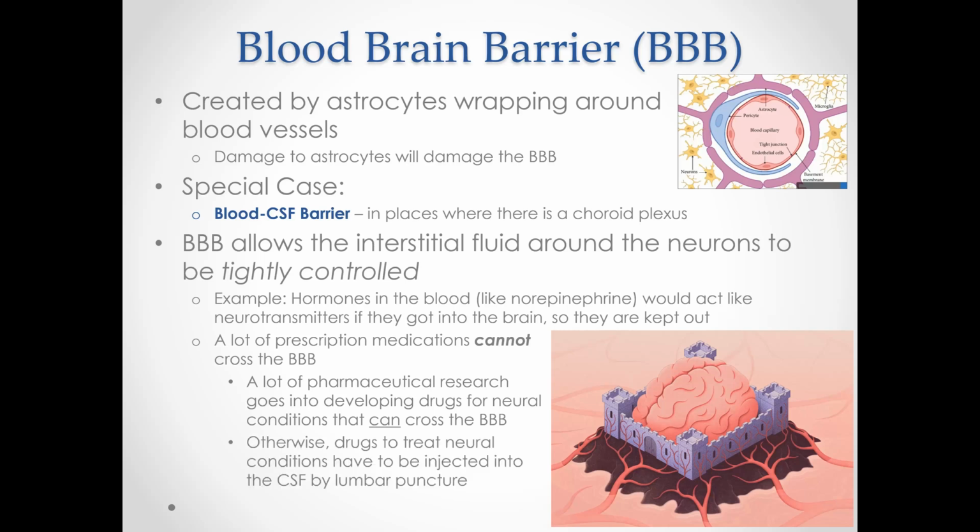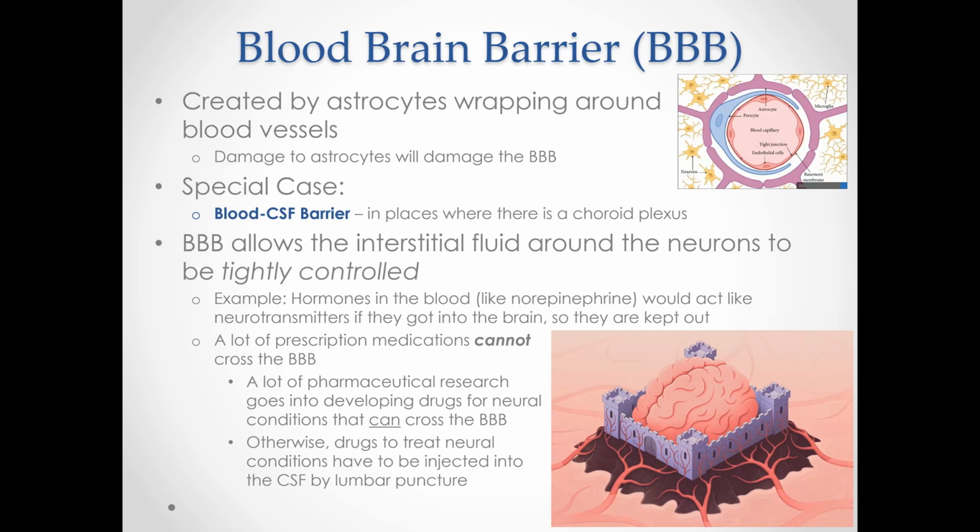And if a particular drug cannot cross the blood-brain barrier and it's needed to treat a neural problem, it would have to be injected straight into the CSF using a lumbar puncture. And we'll talk more about lumbar punctures in chapter 13 when we talk about the spinal cord. But the lumbar puncture is the most common way to either sample CSF, so take it out for study, or to put something into CSF because you need something to go into the brain that would otherwise not cross the blood-brain barrier.